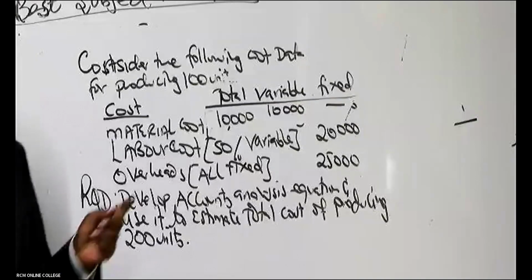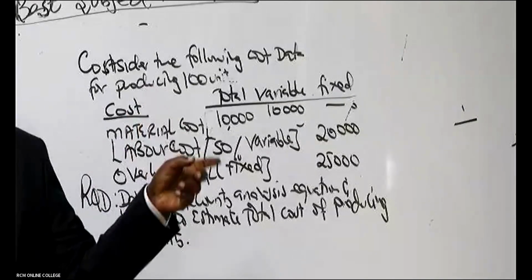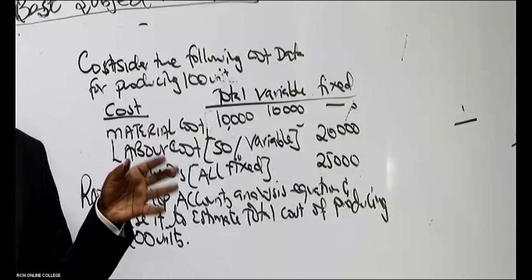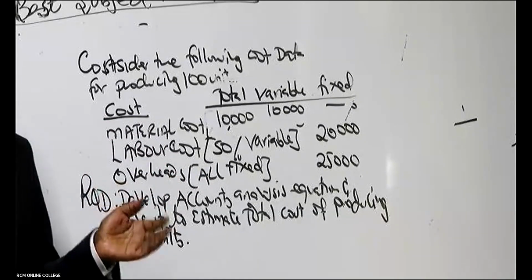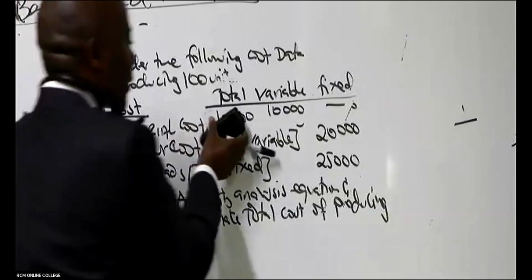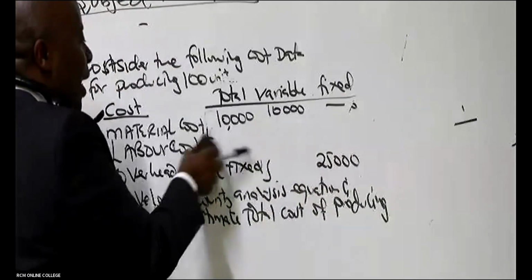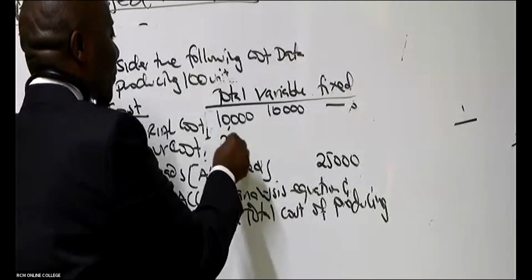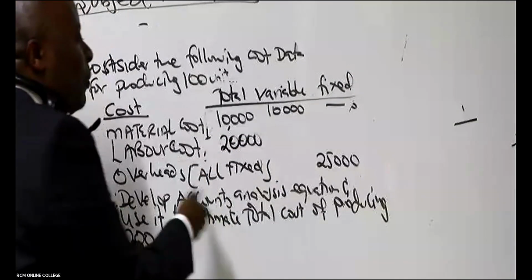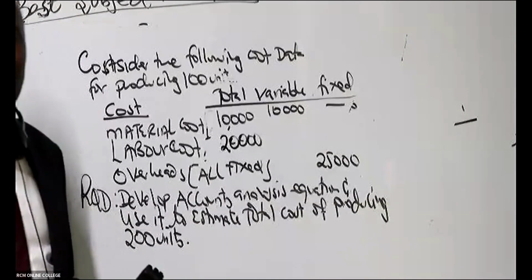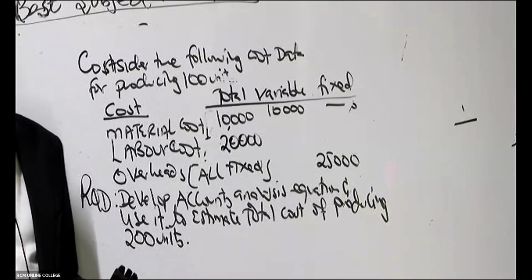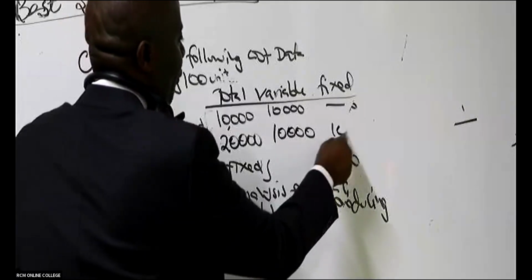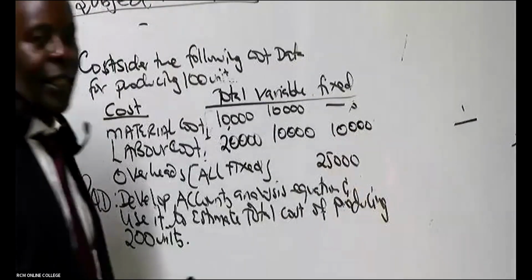Labor cost, what is the total labor cost? 20,000. And what percentage is fixed? And the variable 50, isn't it? 50-50. So I'll write here, labor cost, the total is 20,000. You have just told me that 50% is variable. So 50% of 20,000 gives me 10,000 variable, and the fixed will be 10,000, isn't it?